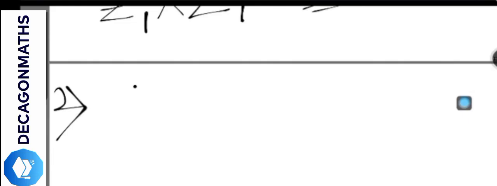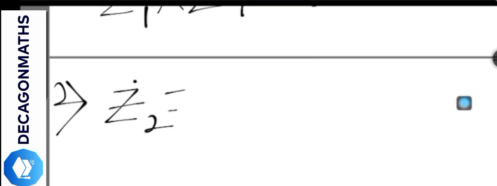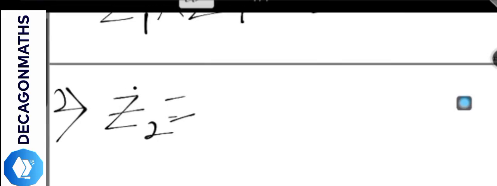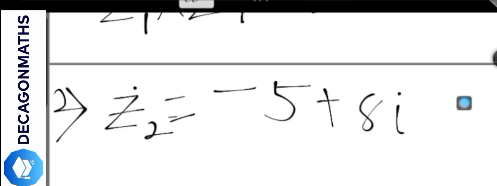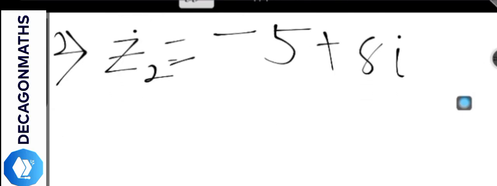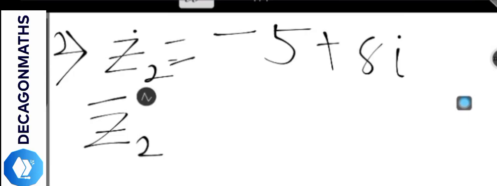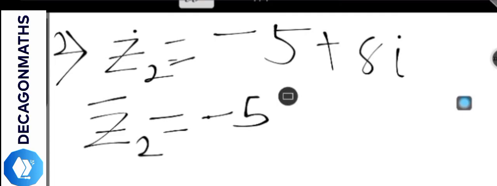Let's have that z2 is equal to minus 5 plus 8i. So having this, let's have our conjugate z2 bar defined as minus 5. So can you think of what changes here? Again, this positive changes to negative, right? As I have said, we are going to negate this sign. So you have negative 8i.